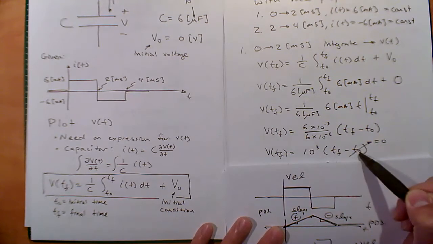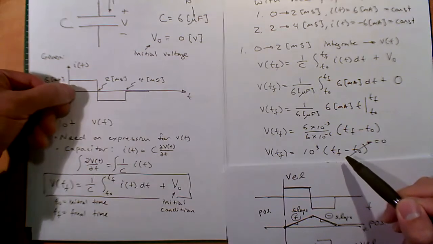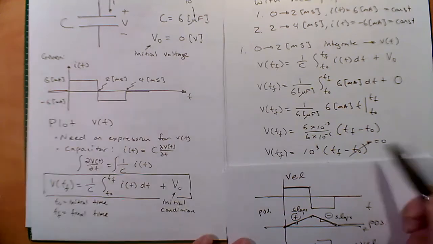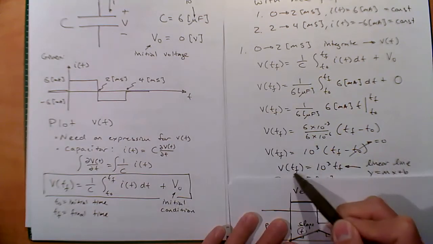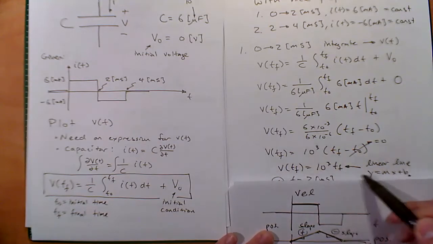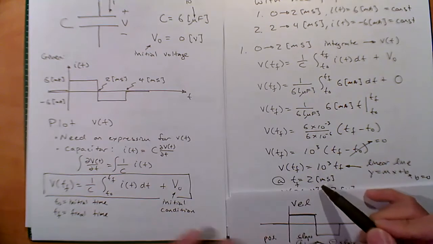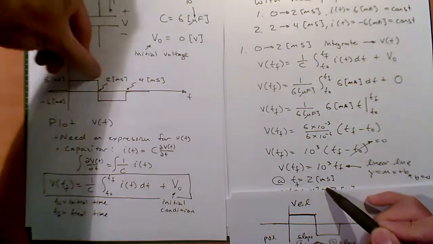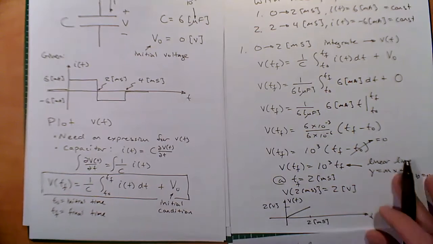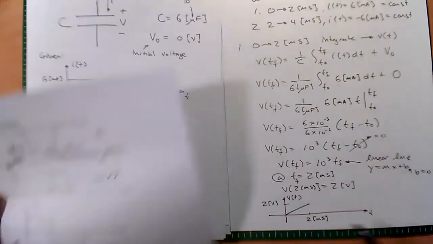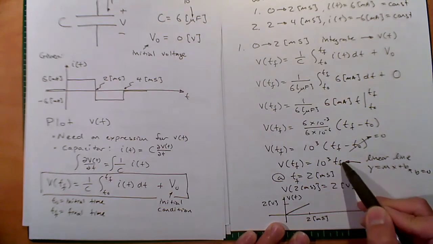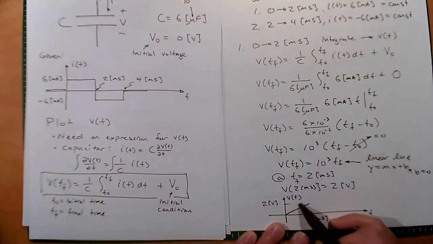tf minus t0. Well, in this case, tf is any time in between here, and t0 is 0 in this case. Okay? All right, so what does that mean? V of any time in here is equal to 10 to the 3 times tf. If we take tf at 2 milliseconds, we're all the way at 2 times 10 to the 3, right? But what we see is, as predicted, a nice line increasing up here, right? This is like a y equals mx plus b line where the b is 0. No problem. And if we take 2 milliseconds times 10 to the 3, we have 2 volts.